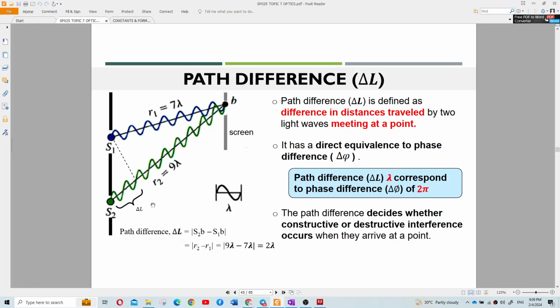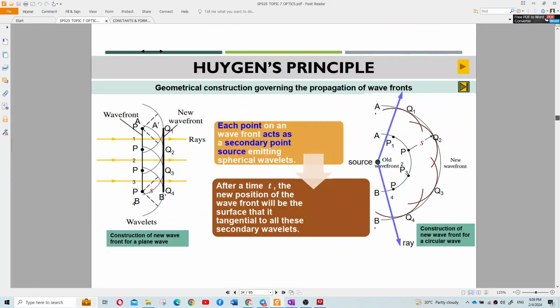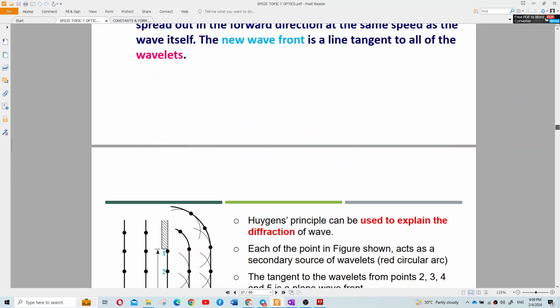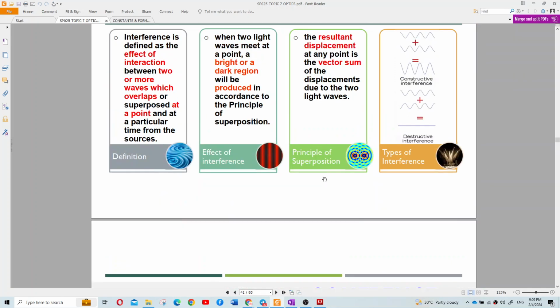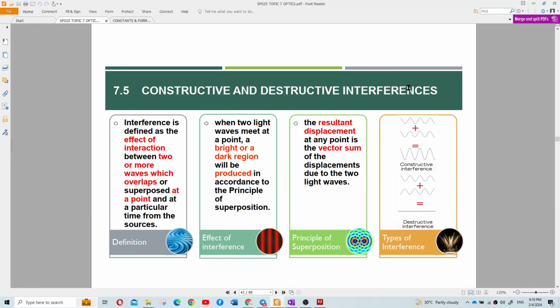Okay, so let's continue. Today we're going to learn about path difference. Before this we learned about constructive and destructive interference. It needs two waves. If the waves have the same direction of displacement, then you have constructive interference. If the two waves have opposite directions of displacement, then it becomes destructive interference. Constructive interference produces bright fringe, destructive interference produces dark fringe.